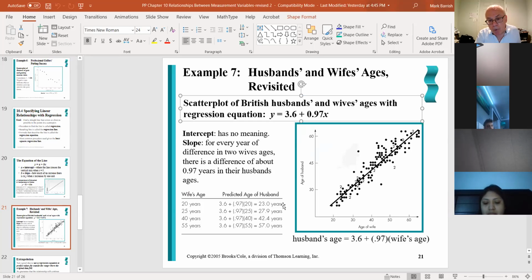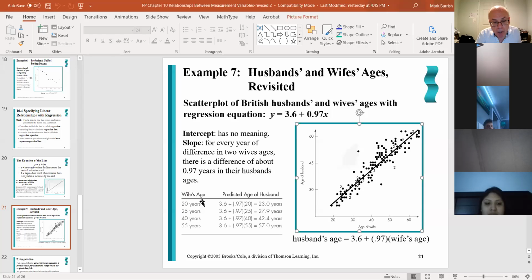So why do we want to do this? Well, suppose in our data set we do not have a wife that's 20 years old, and we want to predict how old the husband would be if the wife is 20 years old. We're going to use our equation to make that prediction. We simply replace the x with the wife's age, do the arithmetic, and you come up with 23 as the estimated age of the husband.